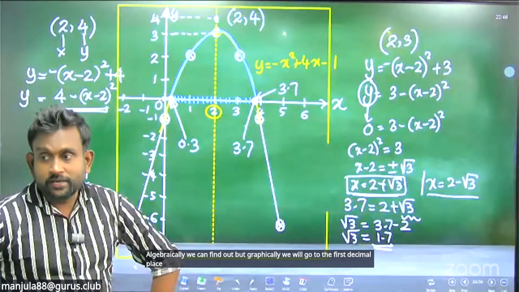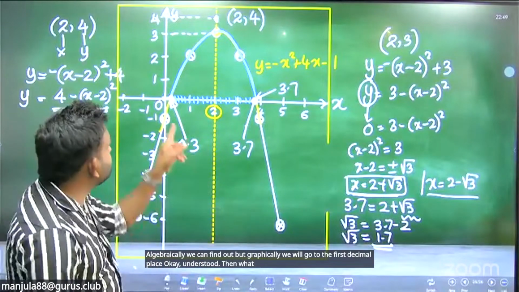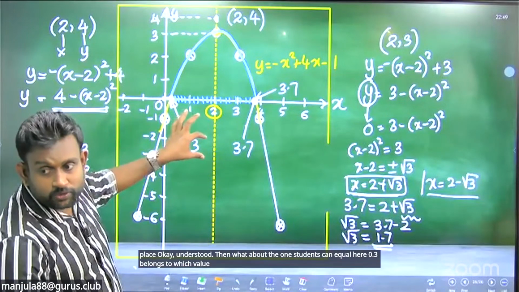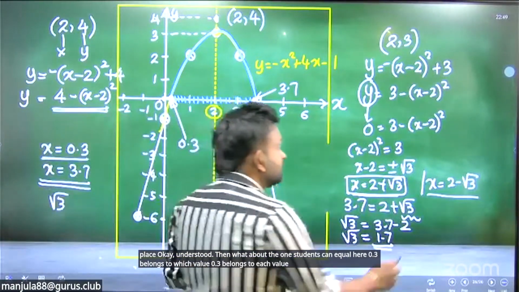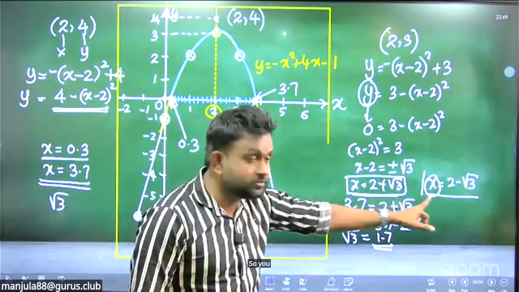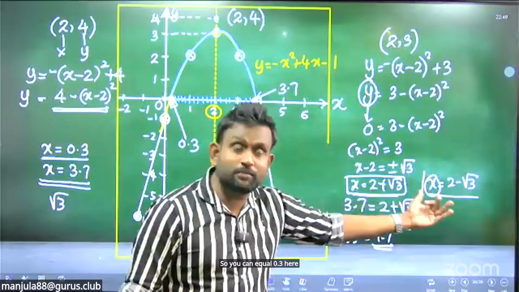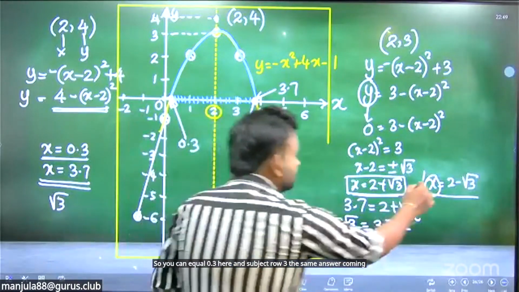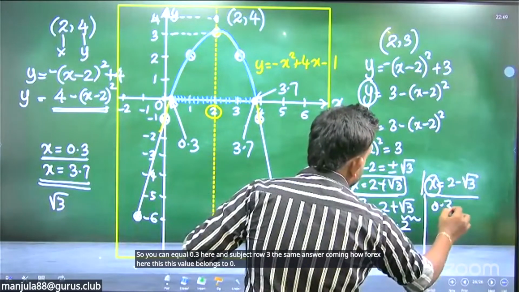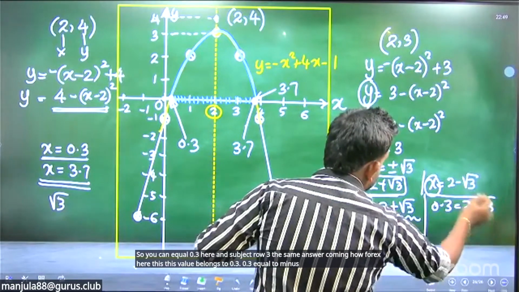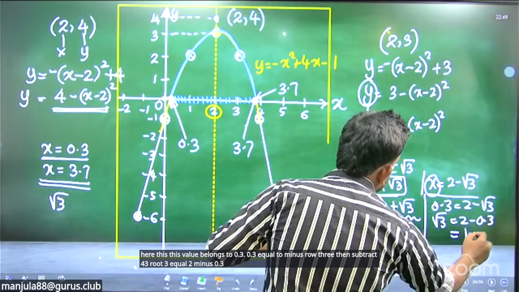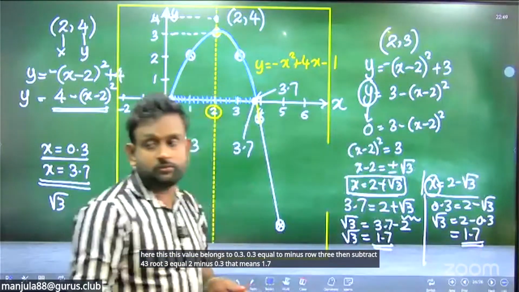Okay, understood. Then what about the one students, equal here 0.3, belongs to which value? 0.3 belongs to which value? This value. So you equal 0.3 here and the root 3, the same answer coming. How? For x here, this value belongs to 0.3. 0.3 equal to minus root 3. Then subtract root 3. Root 3 equal to minus 0.3. That means 1.7.